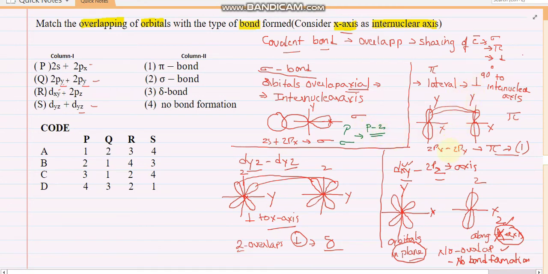Okay. Now, which is that? 2py and 2py. It results in the formation of a pi bond. Pi bond means option 1. So Q will be option 1. Yes. dyz. So both are going to overlap perpendicularly and two overlaps are going to occur. So it results in the formation of a delta bond. Delta bond means 3. Here there is no bond formation. So which one is this? dxy and pz. There is no bond formation. So the option will be 4.